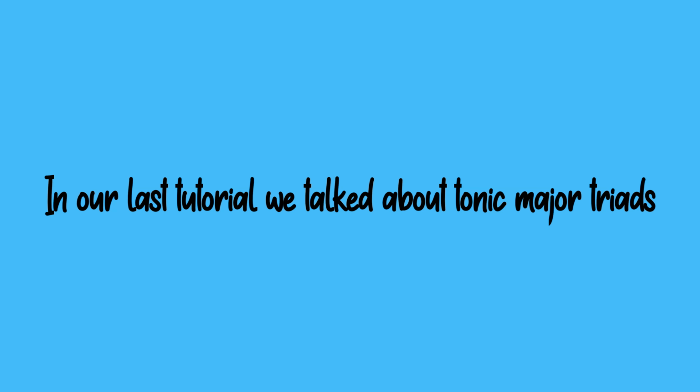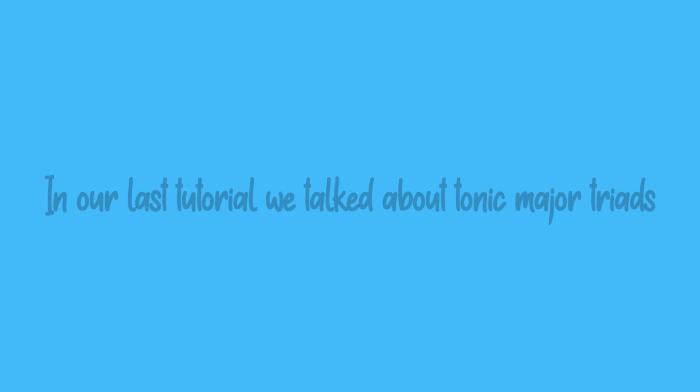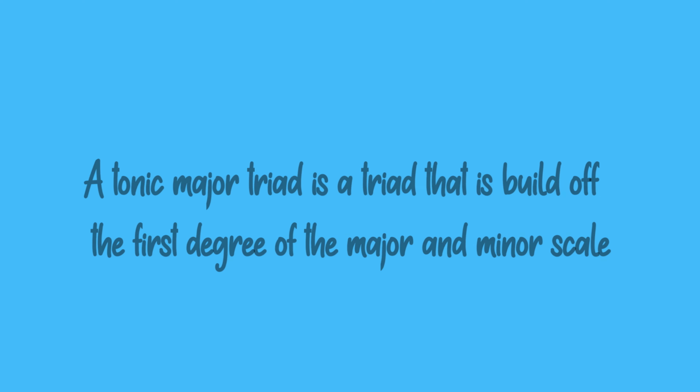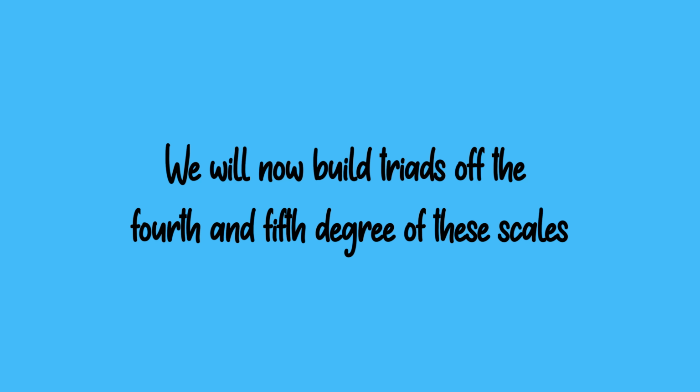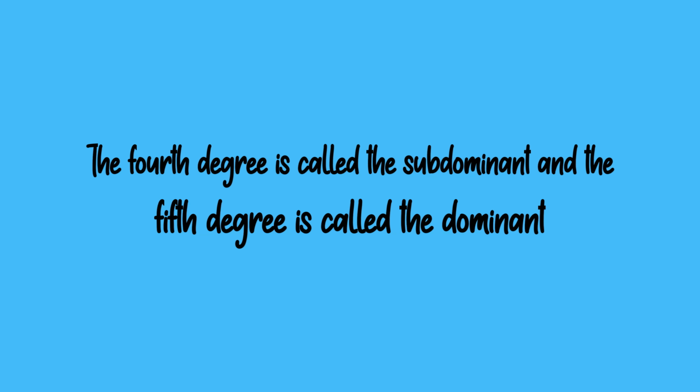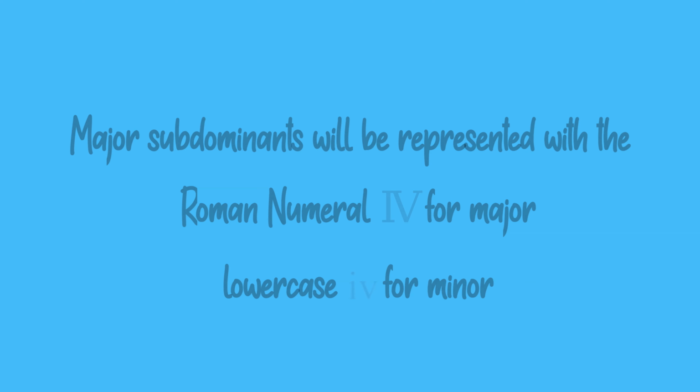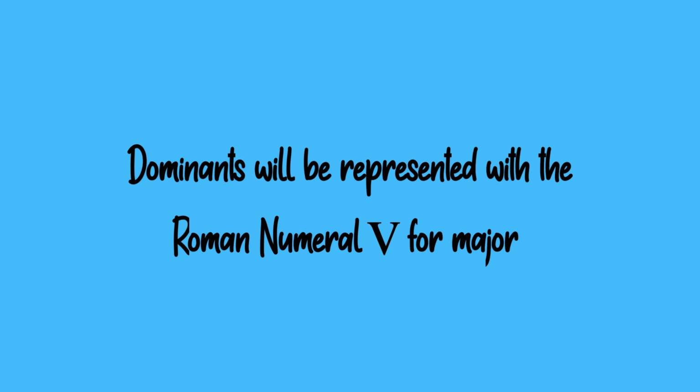In our last tutorial, we talked about tonic major triads. A tonic major triad is a triad that is built off the first degree of the major and minor scale. We will now build triads off the fourth and fifth degree of these scales. The fourth degree is called the subdominant, and the fifth degree is called the dominant. Major subdominants will be represented with the Roman numeral IV for major and lowercase iv for minor. Dominants will be represented with the Roman numeral V for major.